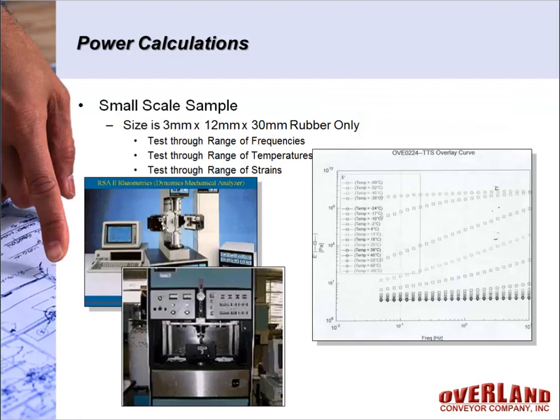I'm going to talk first about what we call the small scale sample method. It's called small scale because the actual samples of rubber that we use are small, 3 millimeters by 12 millimeters by 30 millimeters, so about 1/8 of an inch thick by 1/2 inch wide by 1 inch long. Pretty easy to get that sample, and you can even go to a used belt or an old belt in the field and get a lab to prepare a sample from it.